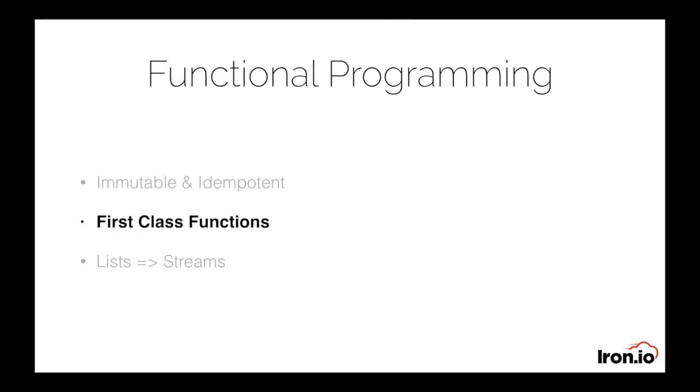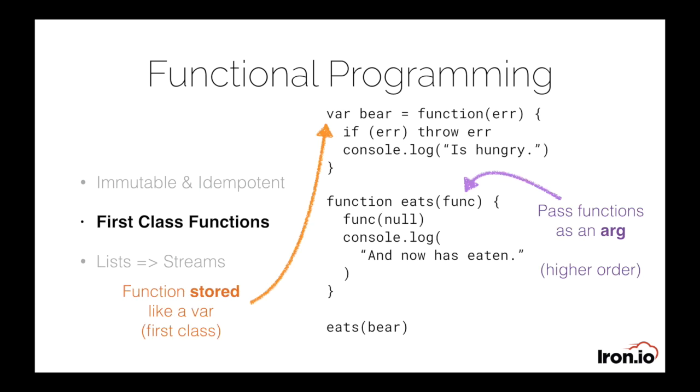Functional programming. So let's talk about first-class functions. First-class functions, building off of what we learned about not wanting to change things, basically means that you can store the output of a function inside of a variable, and then for a higher order function, you are then passing that variable into the function as an argument.